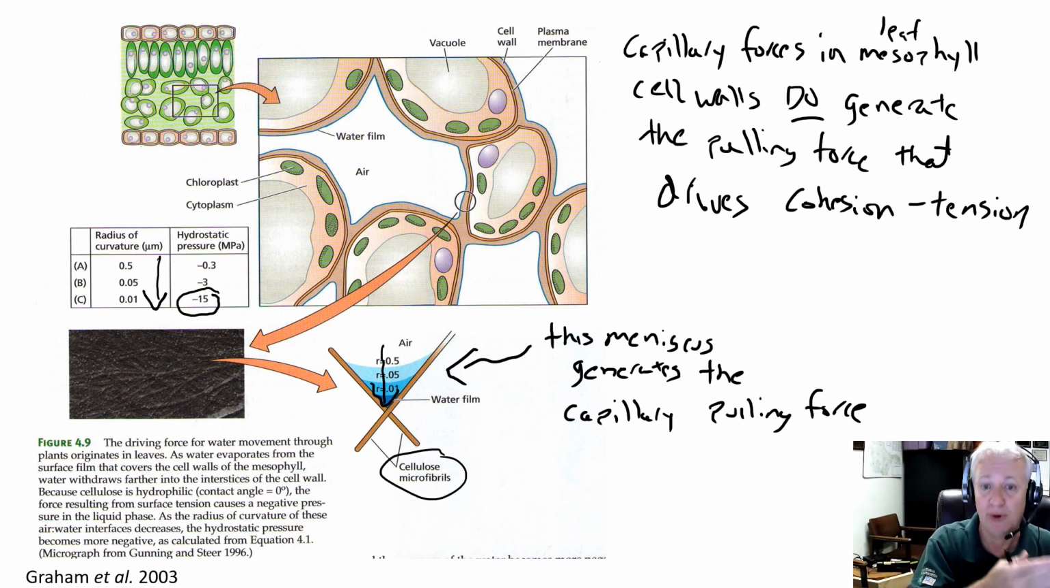So this is the point. That point of evaporation is where that pulling force gets generated. So it's really important to distinguish this capillary force that's basically between cellulose microfibrils in the mesophyll cell wall from any capillary forces that exist in, for instance, xylem conduits. They're different. This is the place where the pulling force for cohesion tension is generated.